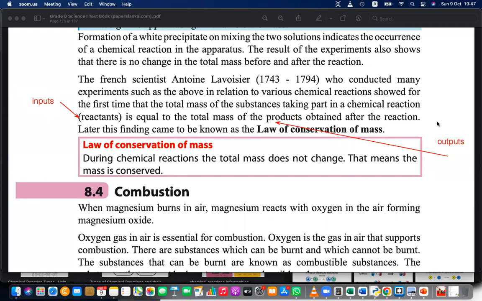So the mass of the inputs and mass of the outputs, so the mass of the reactants and mass of the products will be equal. So that is called the law of conservation of mass. During a chemical reaction, the total mass does not change. That means mass is conserved. Let's make it simple. The mass of reactants and mass of products will be equal. To measure that, you need a closed environment.